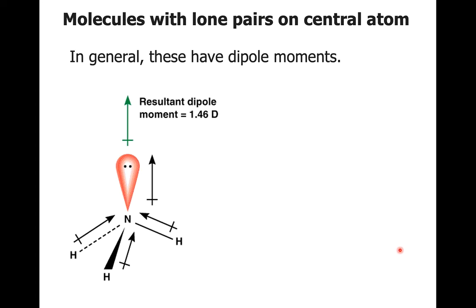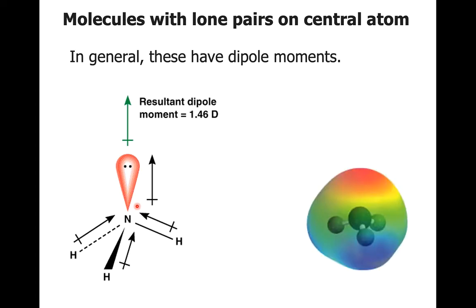Okay, in general, this doesn't work every time, but it works almost every time. If you have a lone pair on the central atom, it almost always is a polar molecule. So ammonia, NH3, is a polar molecule. And again, check this out. Very red up here. This red, this is our lone pair of electrons up here at the top, very red. And then the blue on the bottom is from our hydrogen atoms. And the lone pair creates a dipole with a negative end up here.